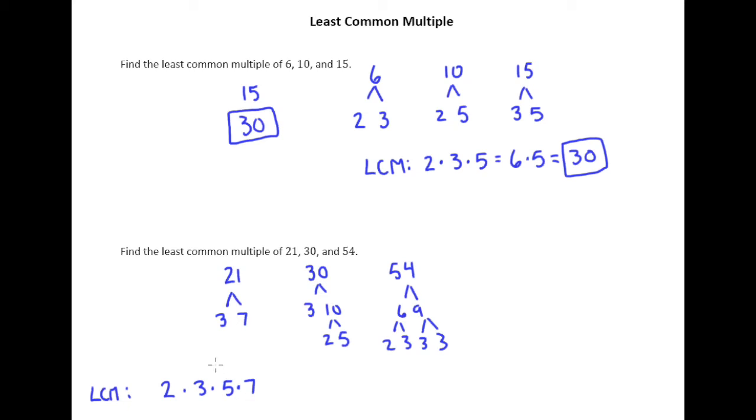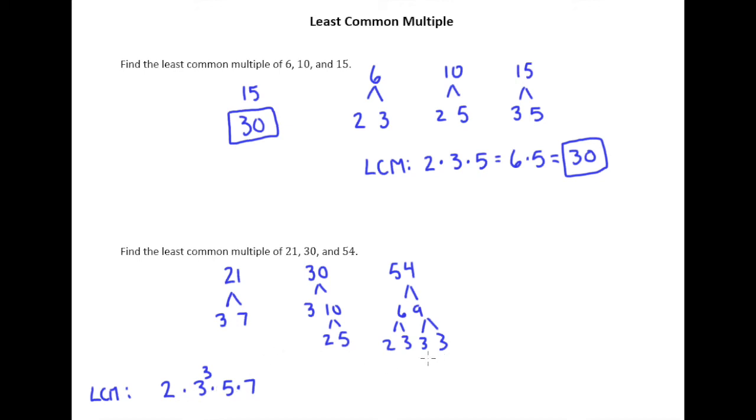So then the only question is, do I need to raise any of them to a power? So 2 doesn't appear in 21. It appears once in 30, and it appears once in 54. So I just need one 2 in my least common multiple. So we're good there. 3 appears once in 21, once in 30, but then it appears 3 times in 54. So I need 3 of these 3s. Right? So now 54 with its 3 factors of 3 will be able to fit into this number I'm creating.